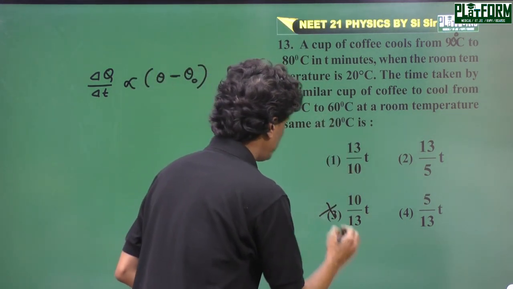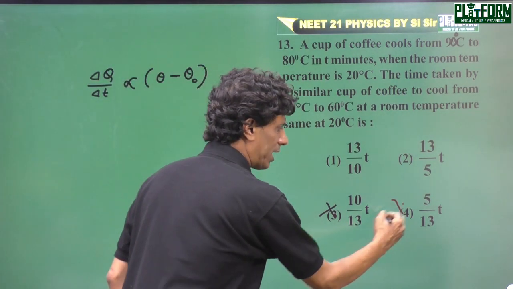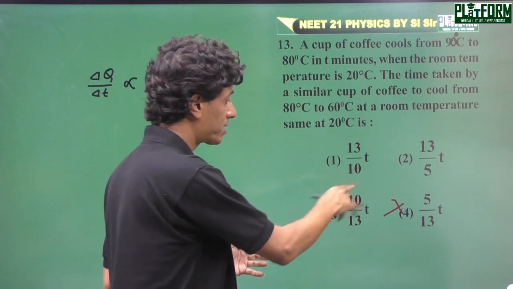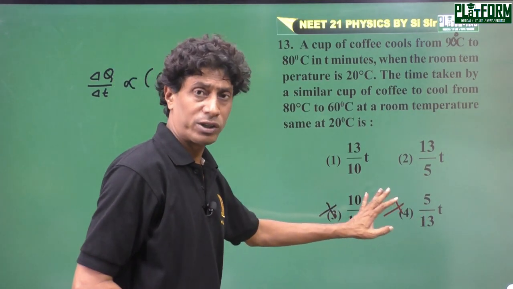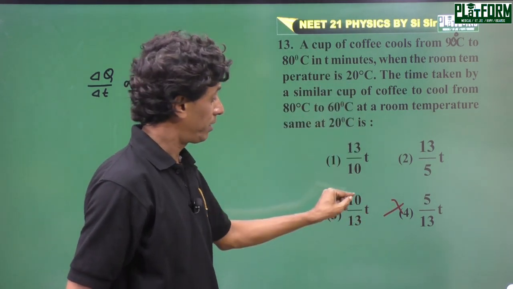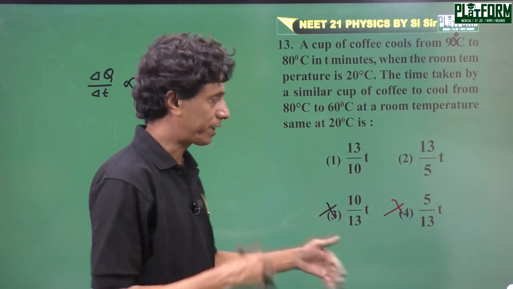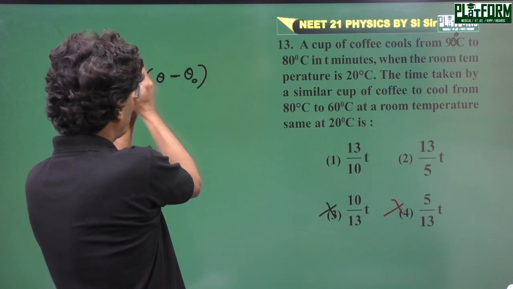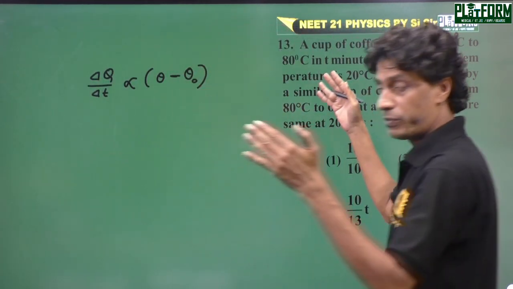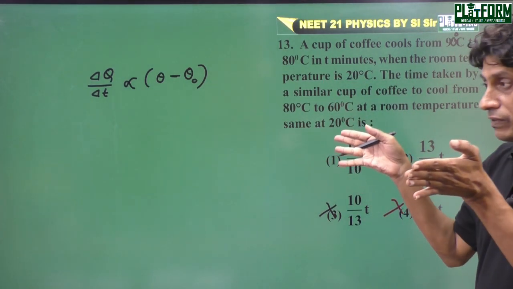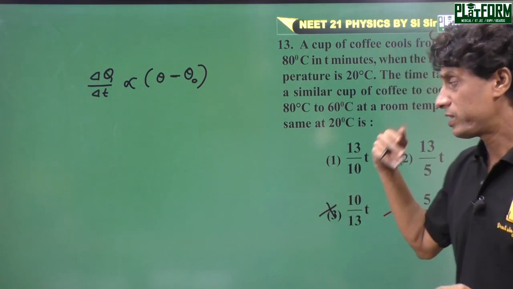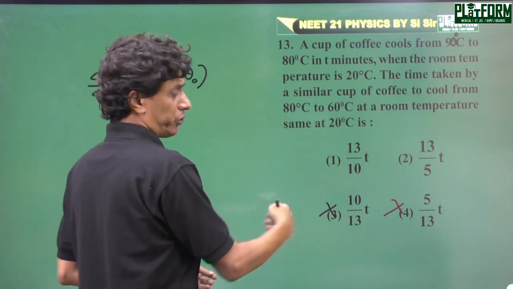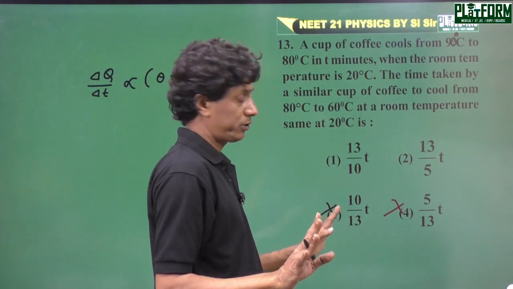So options 3 and 4 are not the correct options here. Be logical, think about this problem. First of all, you can take this as 50-50, because 3 and 4 are not correct. Here the time is less than T: 10 by 13 of T, and 5 by 13 of T. But as per Newton's cooling law, the rate of cooling will be more if the temperature difference from the surroundings is more. If the temperature difference is less, then the rate of cooling is less. So the time taken for 80 to 60 degrees centigrade will be more than before. So 3 and 4 are not the right options here, and it is 50-50 between the others.